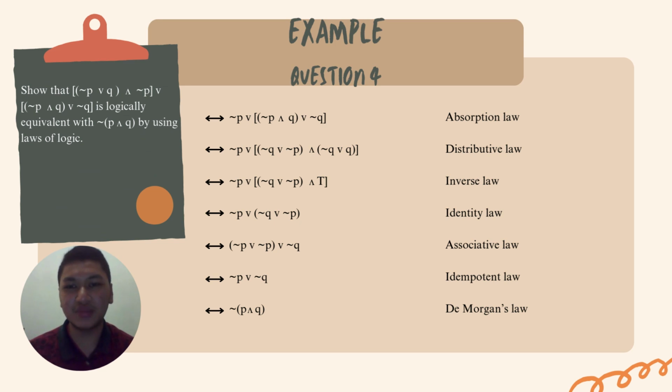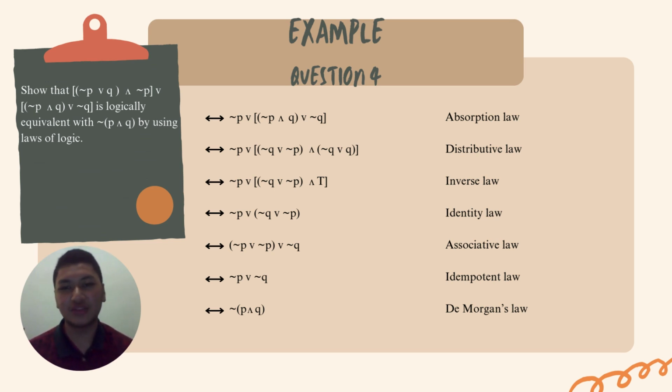for the long statement, the first statement there, which is (¬P ∨ Q) ∧ ¬P, we can simplify and call it A, so that it is much easier to pronounce. So from the question, it can be A ∨ B, which is logically equivalent with ¬(P ∧ Q) by using laws of logic.